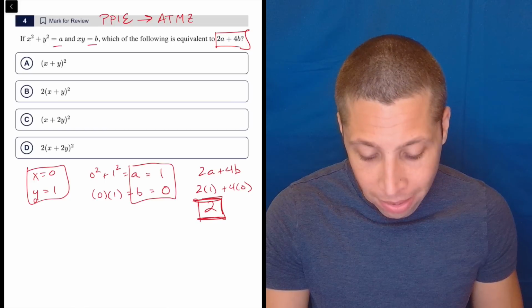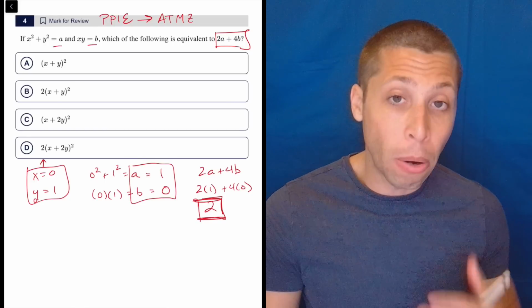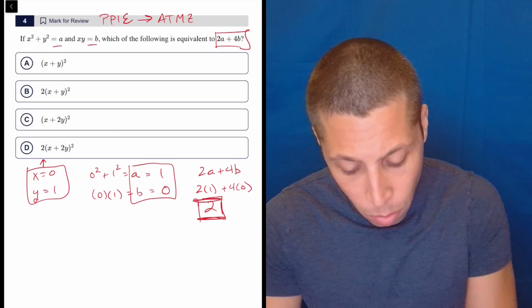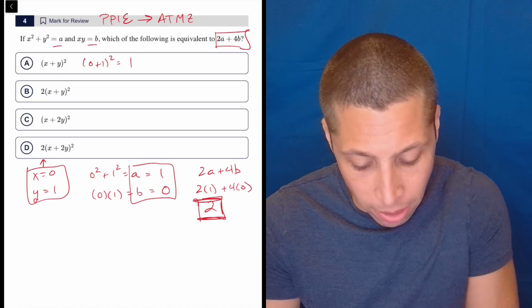That just means that I need to take those x's and y's I started with and put them in and see what I get. Most of this I would be able to do in my head, but just to show you, I'd have 0 plus 1 squared, so that's 1 squared is 1, not 2.